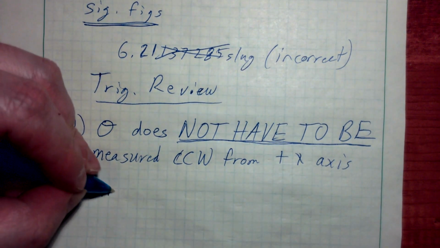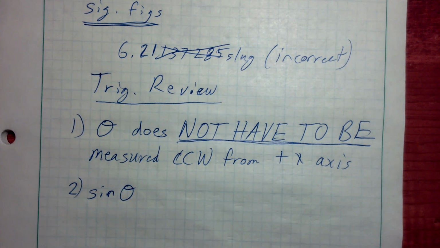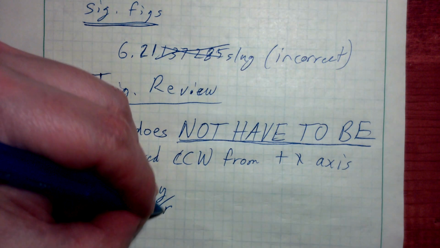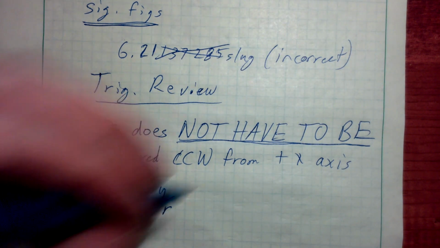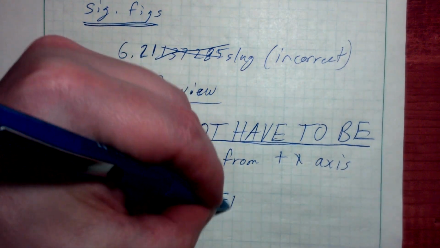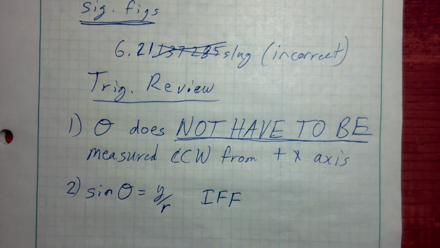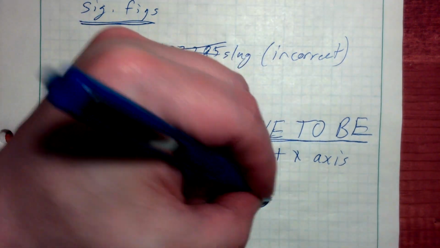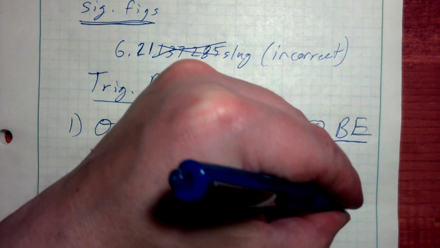If I ask a group of statics students, day 1, day 2, what is the sine of theta? They'll say, oh, it's y over r. No, it's not. I mean, it is, I get it, if this is true: iff, which for me means if and only if. Sine theta is y over r if and only if theta is measured counterclockwise from positive x.